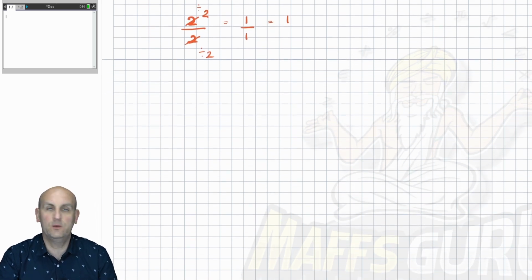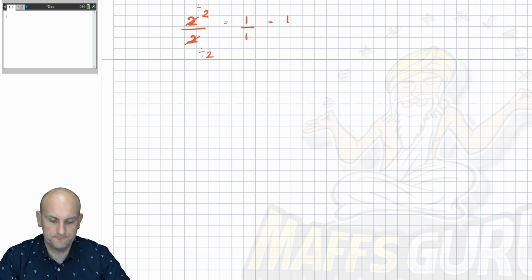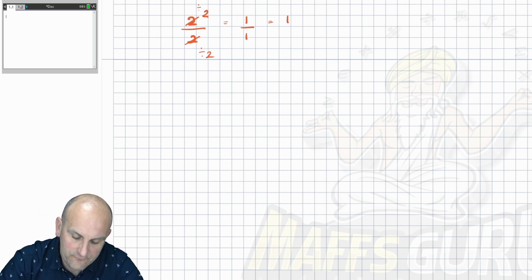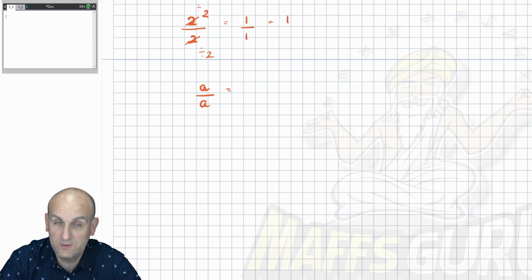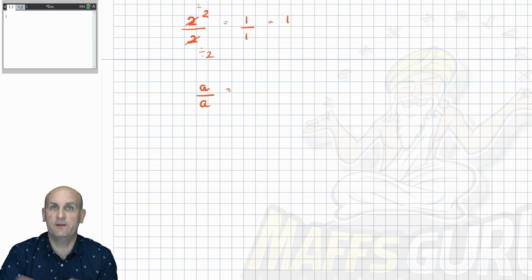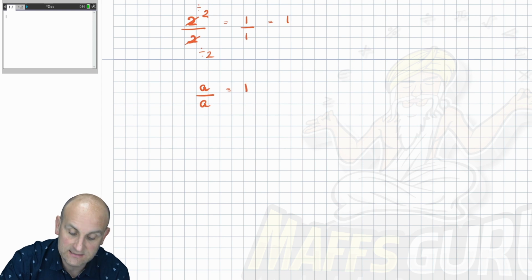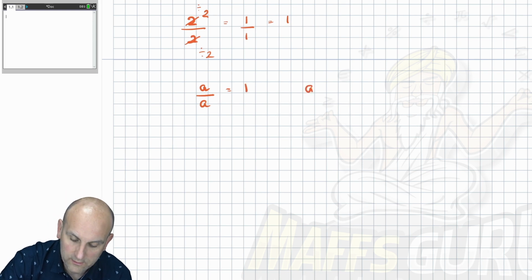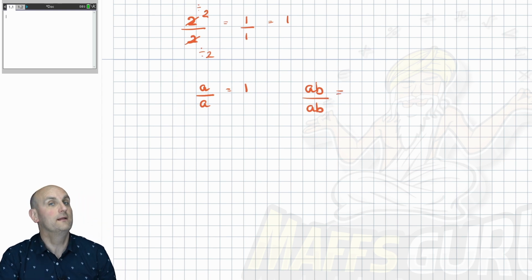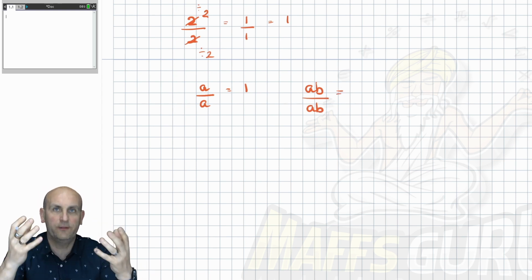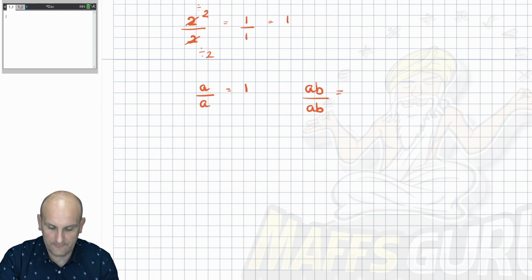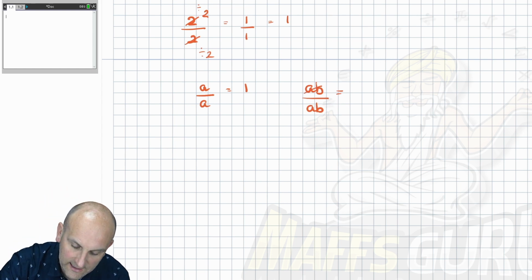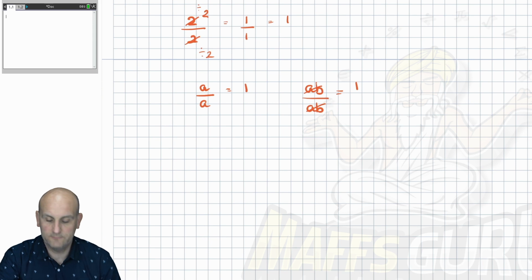How does this help me with algebra? Okay, so if I have A divided by A, what does that give me? Well, again, the rules are still true. A divided by A, anything divided by itself is 1. What would AB divided by AB be? Again, doesn't matter I've got 2 letters. Is the thing on the top exactly the same as the thing on the bottom? Absolutely it is. So again, that is going to become 1.